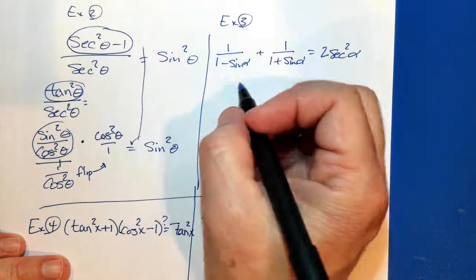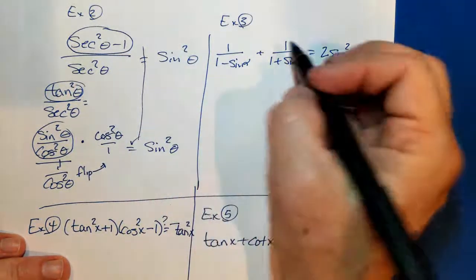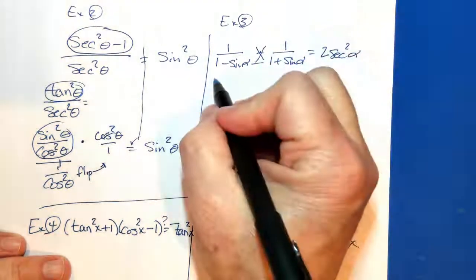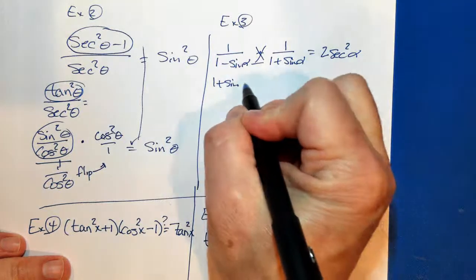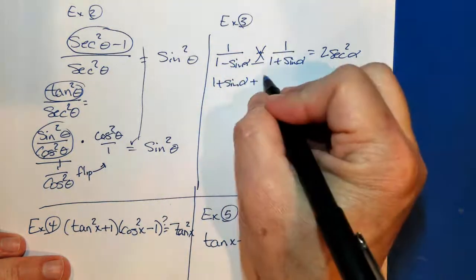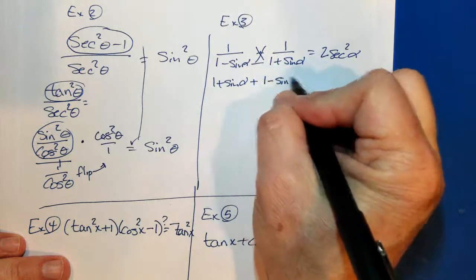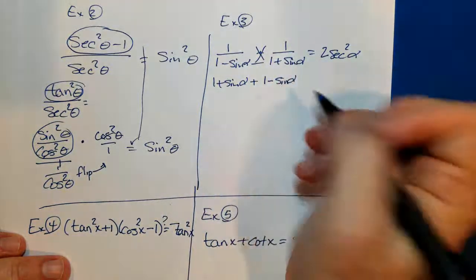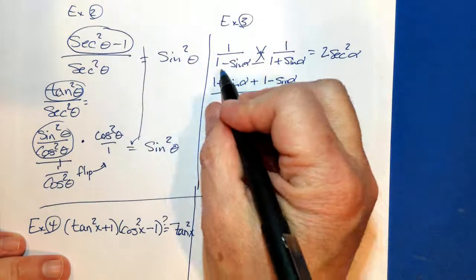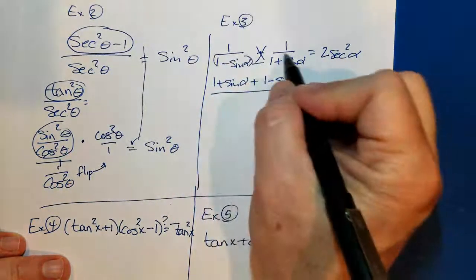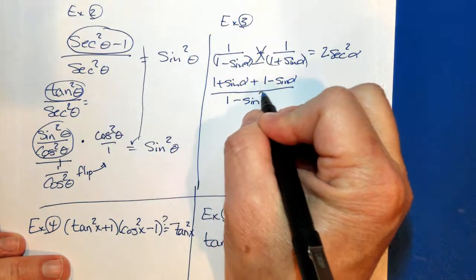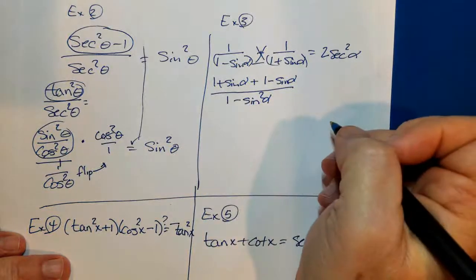Alright, so here we go. So I see a fraction plus a fraction. You know what I'm going to do? I'm going to add these babies together. So that's 1 plus sine alpha plus 1 times 1 minus sine alpha. Of course, if those were anything other than 1s, I'd have to distribute over the product. The product, this is the difference of squares. This would be 1 minus sine squared alpha, difference of squares.